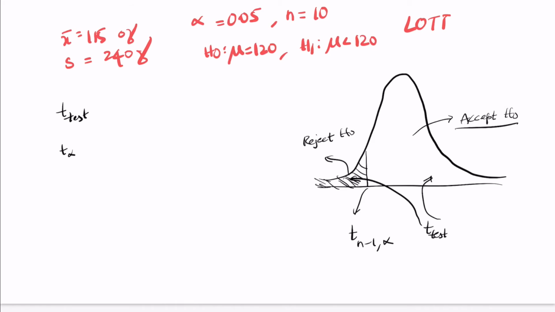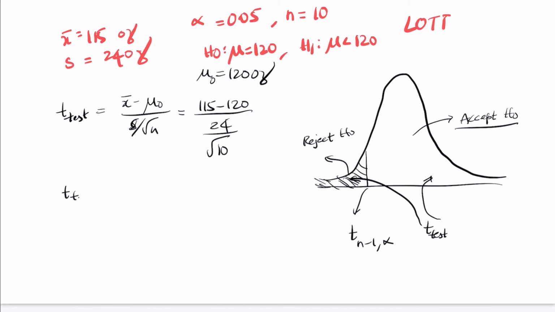So let's try to find the test value now, which is x bar minus mu naught by s by root n. So mu naught here is already given, which is 120 ounces. Now x bar is 115, minus 120, by 24 by root 10.